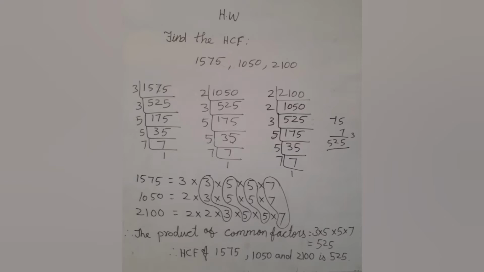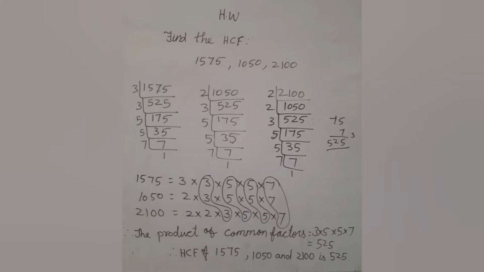Now we got the prime factors of 1575 is equal to 3 into 3 into 5 into 5 into 7. Then 1050 is equal to 2 into 3 into 5 into 5 into 7. 2100 is equal to 2 into 2 into 3 into 5 into 5 into 7. Therefore, the product of common factors is equal to 3 into 5 into 5 into 7, which equals 525.